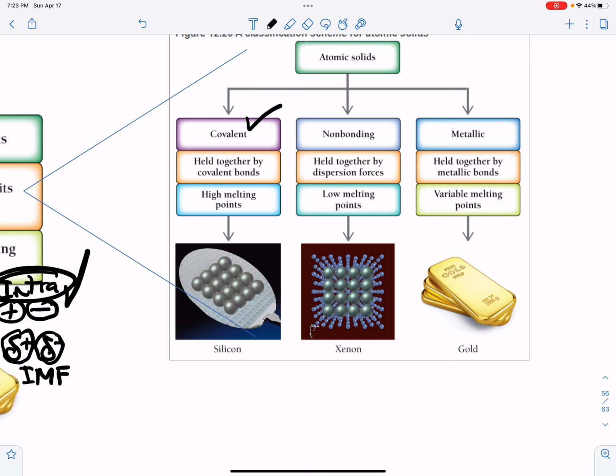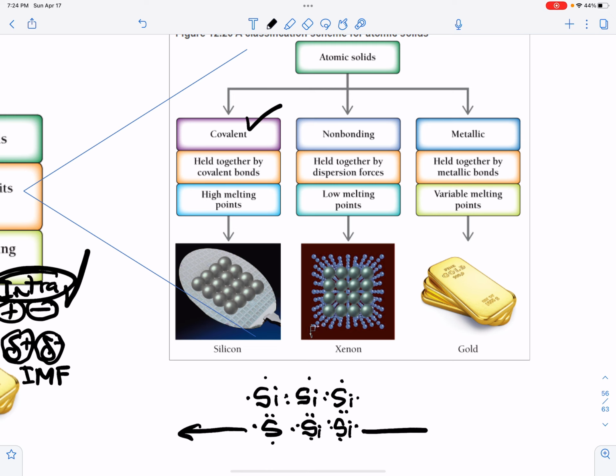But notice that I didn't say molecule. And the reason is that you can have silicon, which has 4 valence electrons, joined to another silicon with 4 more valence electrons, joined to another silicon with 4 valence electrons, and so on. And you can imagine this going in all directions, even toward you.